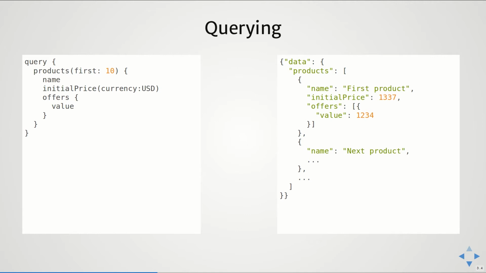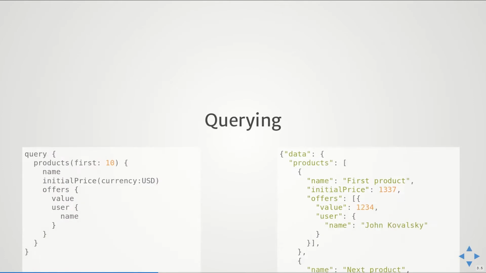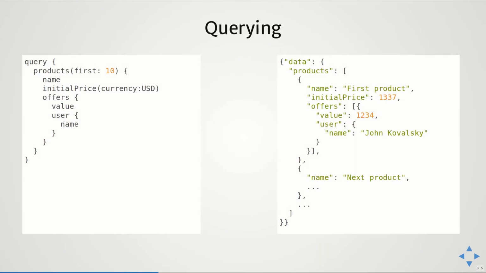It also has a very nice side effect of API extensibility, because let's say that we, for some reason, also need to display the username next to their offer. We just modify the query and let GraphQL resolve the underlying user for each offer and return it to us. The advantage is that the backend doesn't need to be modified if the schema is right.